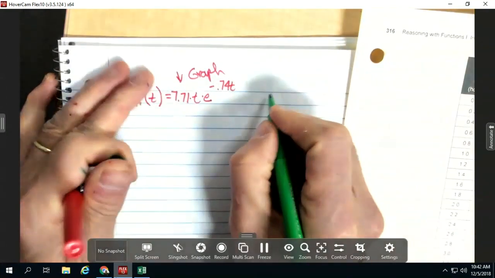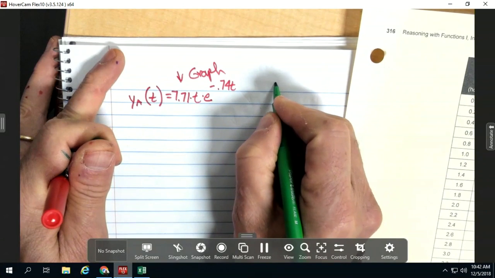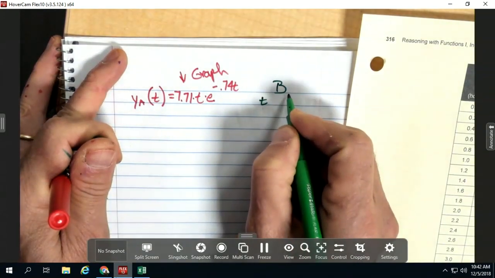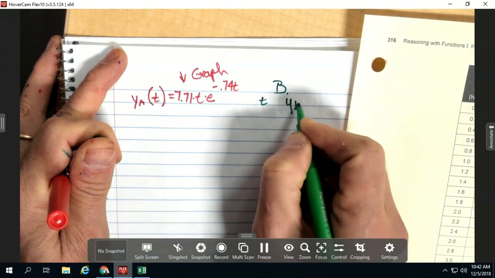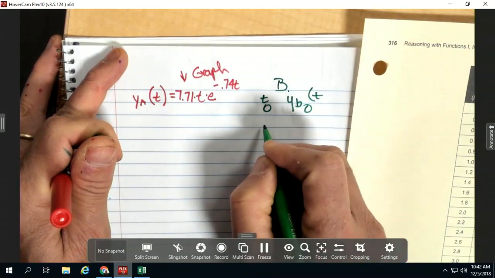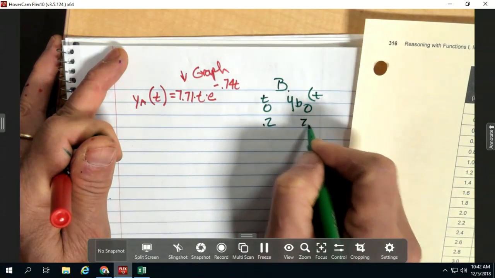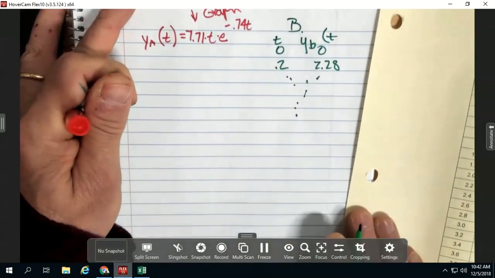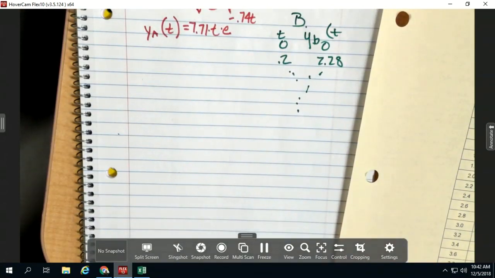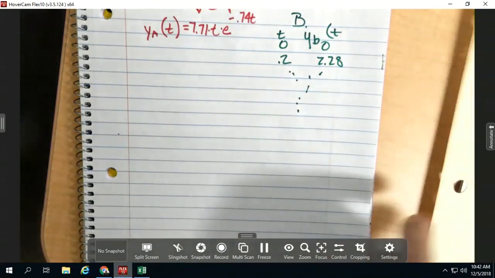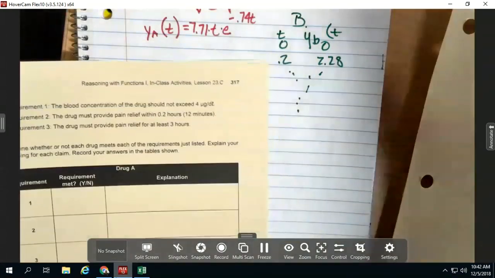Which starts out, this is drug B, T, and then Y sub B is also as a function of time, and it goes 0 is 0, 0.2 is 2.28, and so on. We're going to compare those 2 functions and answer these questions about them. Here are the 3 requirements.